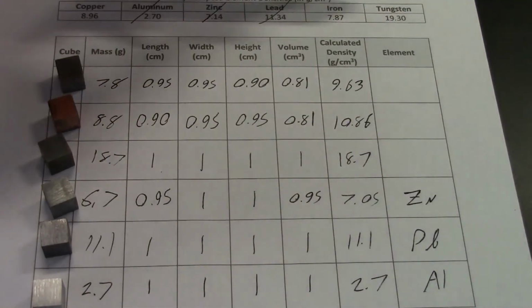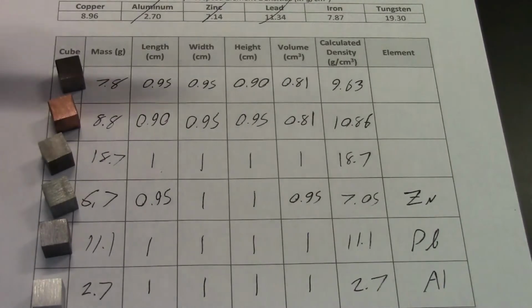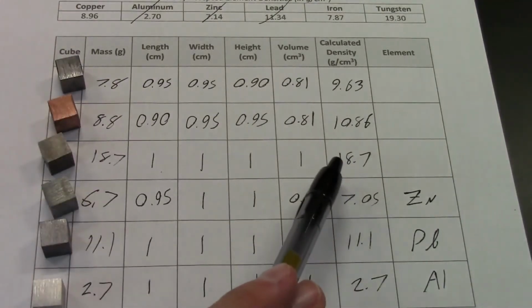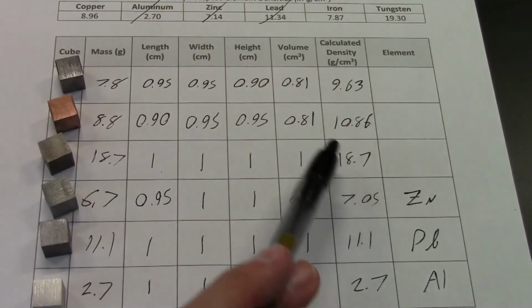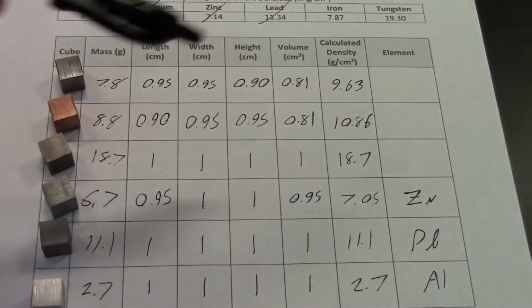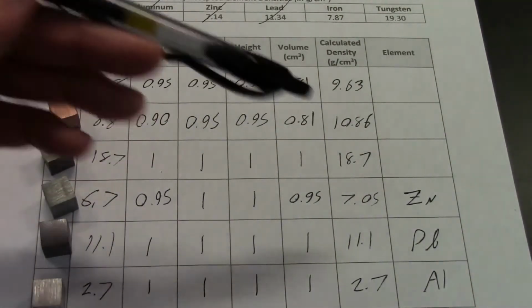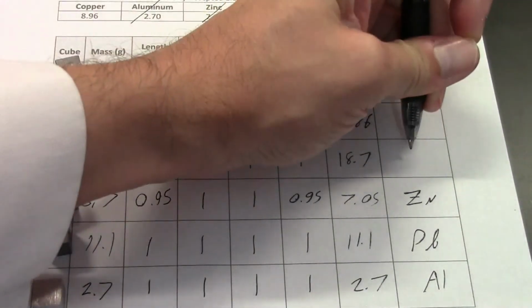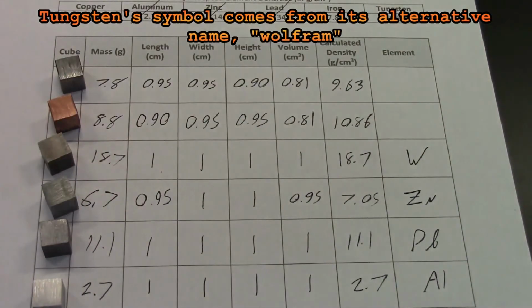And tungsten is 19.3. That one's super heavy. This one's the closest to that. It's still kind of far off, but it's a lot closer than any of the other ones. The next highest is 10. So I think it's safe to say that our cube 3 here is probably tungsten. Tungsten is another weird one with a W as the symbol.